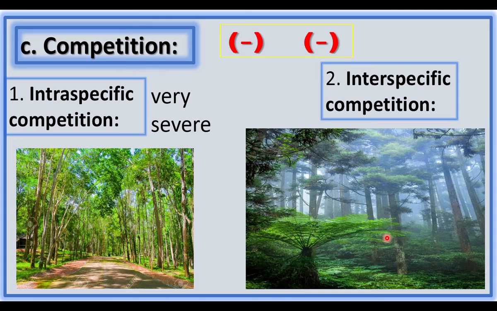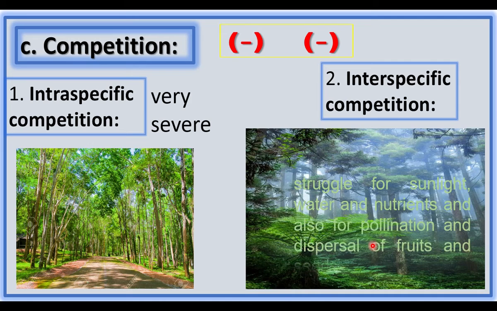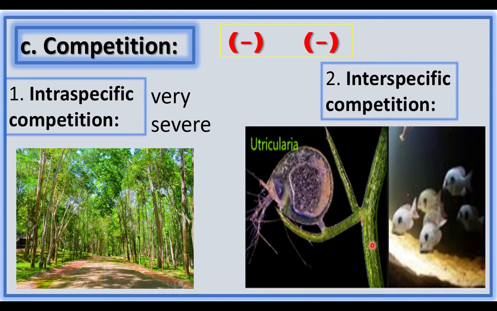In the forest, the herbs, shrubs and trees, all the three different groups, face struggle mainly for sunlight, pollination, seed dispersal, fruit dispersal, etc. The competition among herbs, shrubs and trees is an example of interspecific competition.